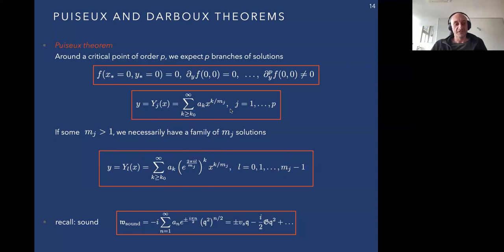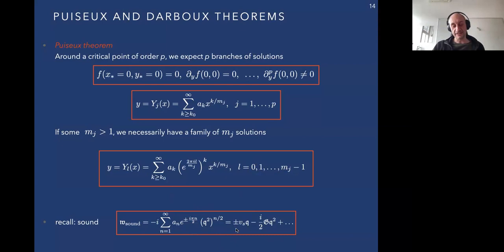Now, for the simplest examples, like everything that I'll be doing here, like also for sound, this is fairly easy. So P is equal to 2, and mj is this 2 as well, right? So there's an expansion in square roots. Now this immediately implies that there are 2 branches. So mj is 2, mj minus 1 is 1. So there's a branch labeled by L equal to 0 and a branch labeled by L equal to 1. And these are the phases arranged at plus and minus along the circle.